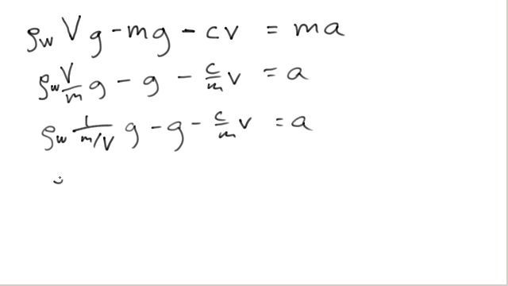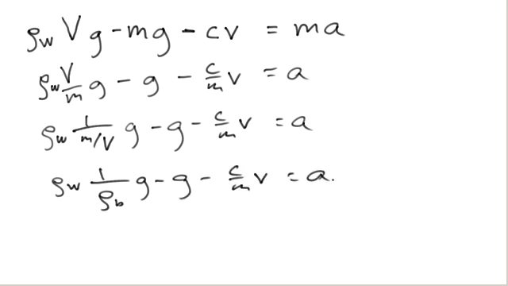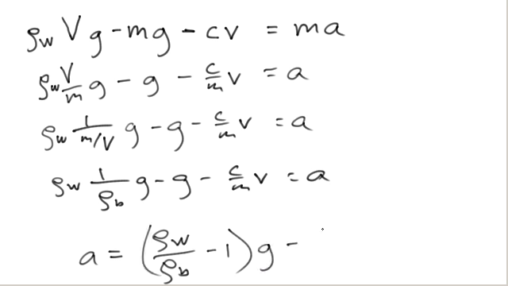So this is rho W times 1 over the density of the ball times g minus c over m times v equals a. So a is equal to rho W over rho B, density of water divided by the density of the ball, minus 1, times g, minus c over m times v.